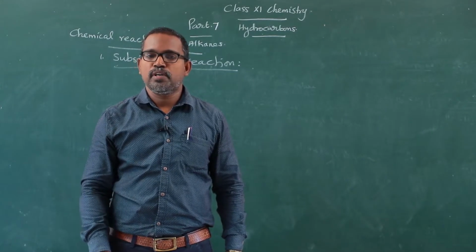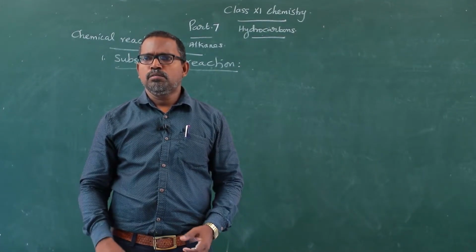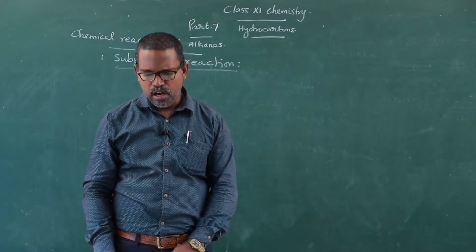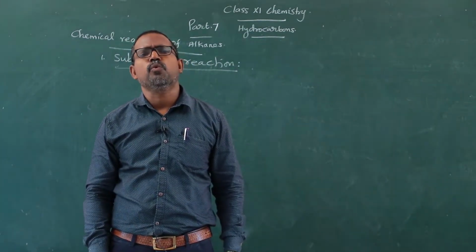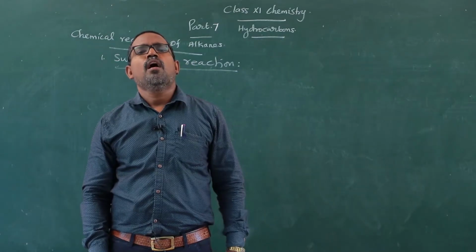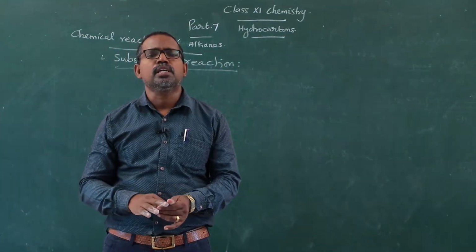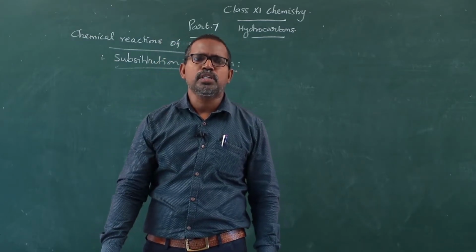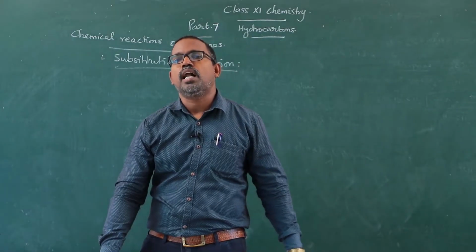So in this video lesson we are going to discuss some chemical reactions of alkanes. Normally alkanes are inert with acids, bases, oxidizing and reducing agents. Alkanes are inert compounds with acids, whether strong acids or weak acids, oxidizing agents or reducing agents. But they undergo some chemical reactions, especially substitution reactions. Substitution is an important reaction that can be carried out with alkanes.